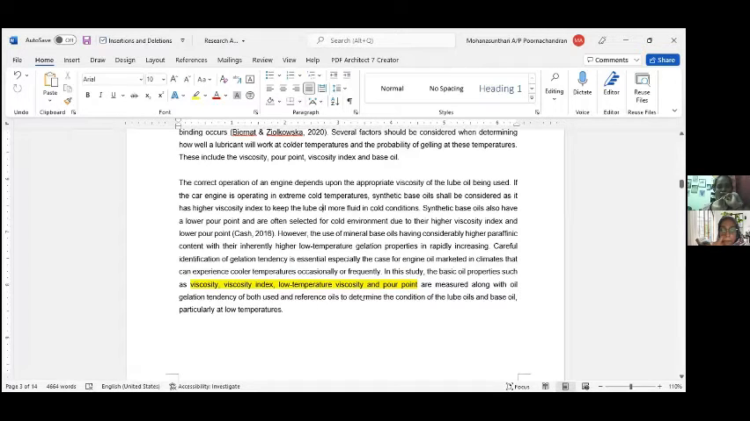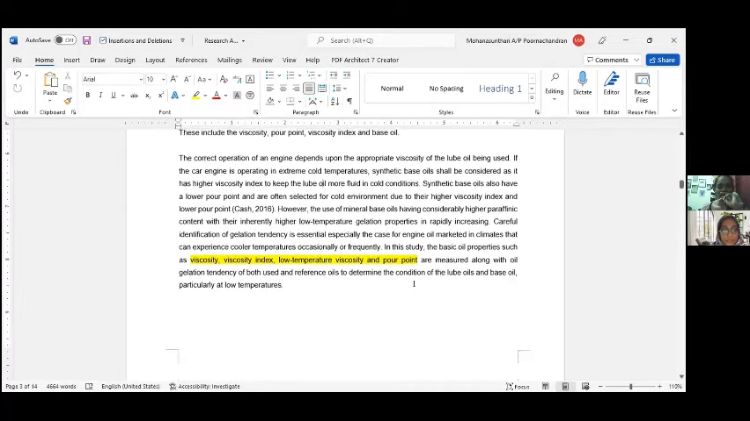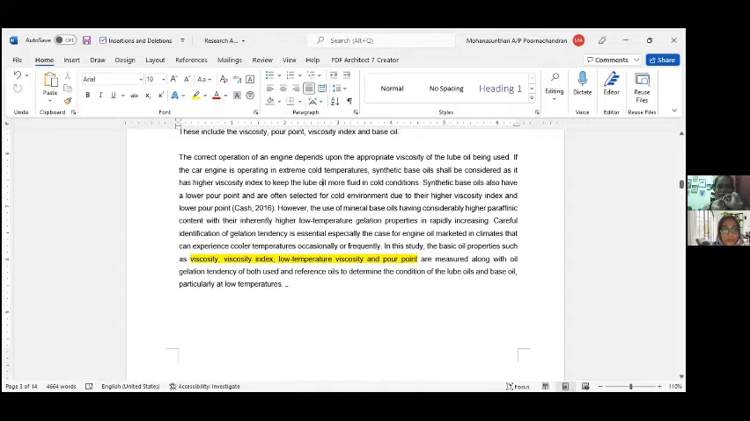And since Nawawi has left, we have changed things. So the viscosity we now share, and Sharifah does the oil gelation tendency. Okay.